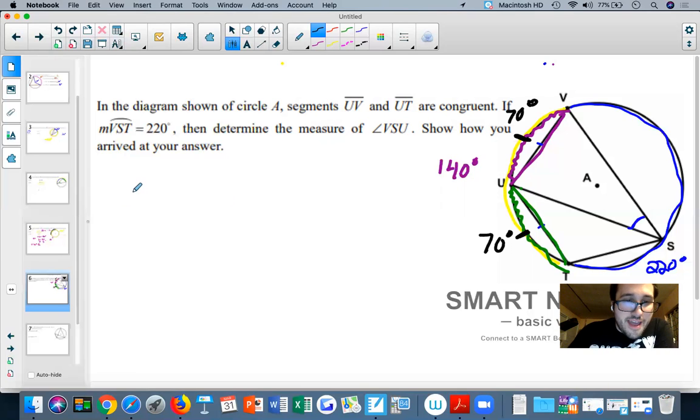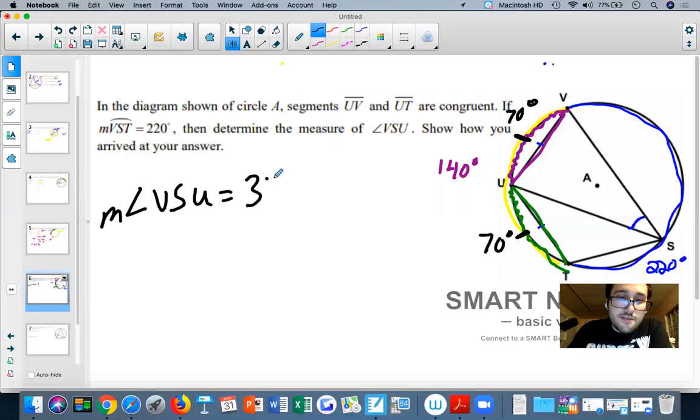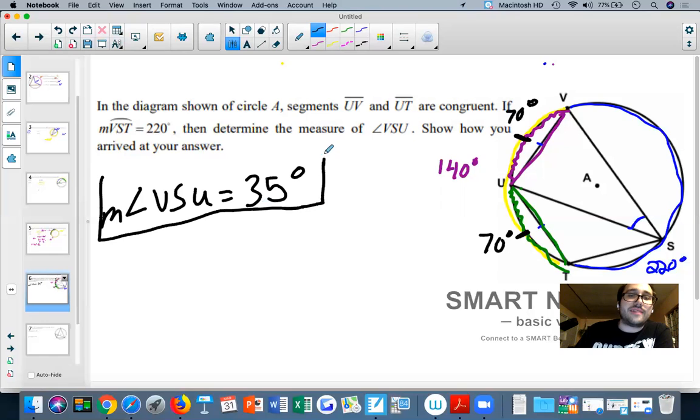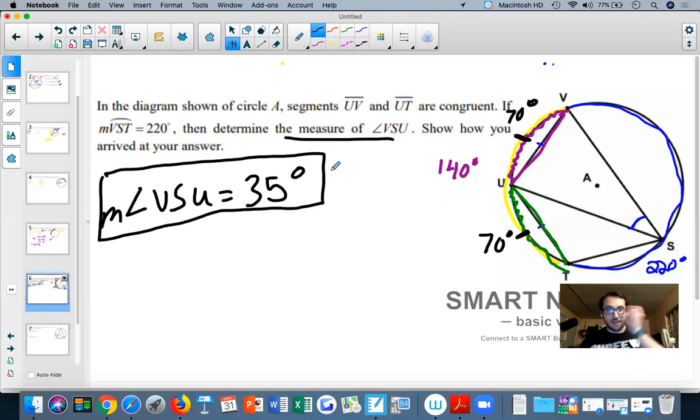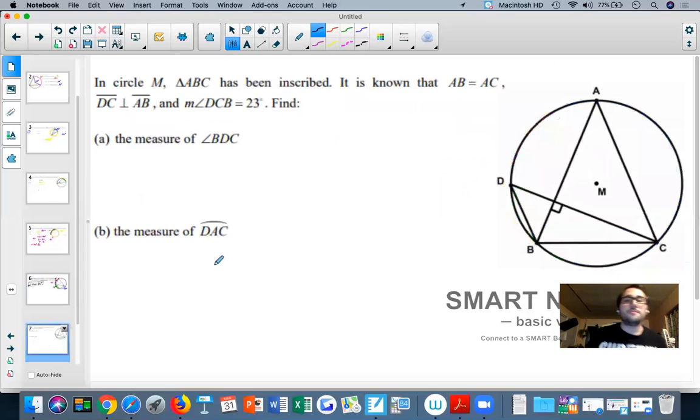So the measure of angle VSU is 35 degrees. If you do not write it this way, you get points taken off, because you have to answer it the way that they asked you. Measure of VSU. Okay, this is a very common looking type of problem you'd see on the Regents. Moving on.